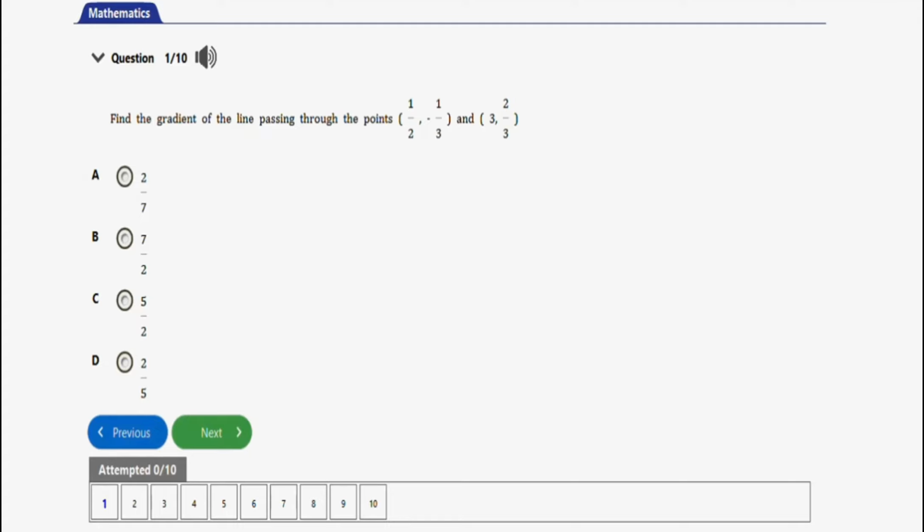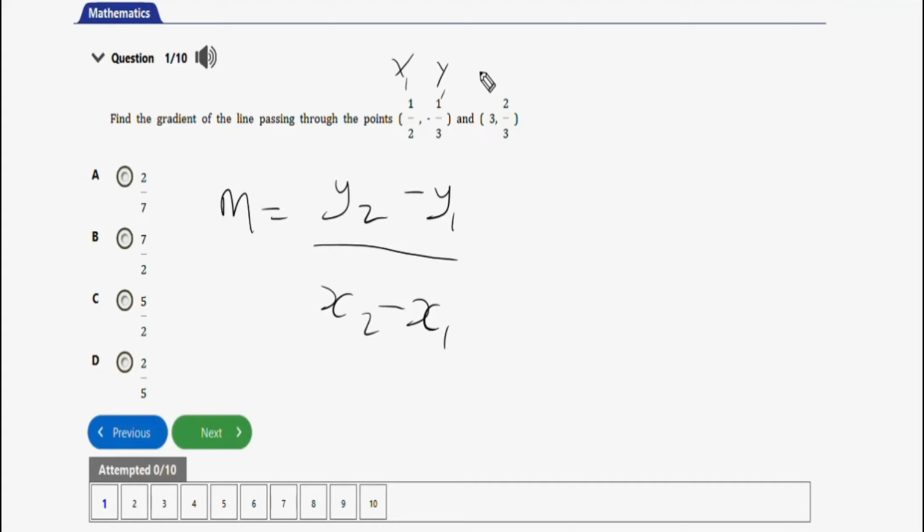Alright, so this question 1 says find the gradient of the line passing through the points. So these are the points. The formula for finding gradient, note that gradient is something as slope in mathematics. So slope is denoted with m. So the formula for gradient, that m equals y2 minus y1 over x2 minus x1. So in this question we have, let's say this is our x1, these are y1, these are x2, these are y2.